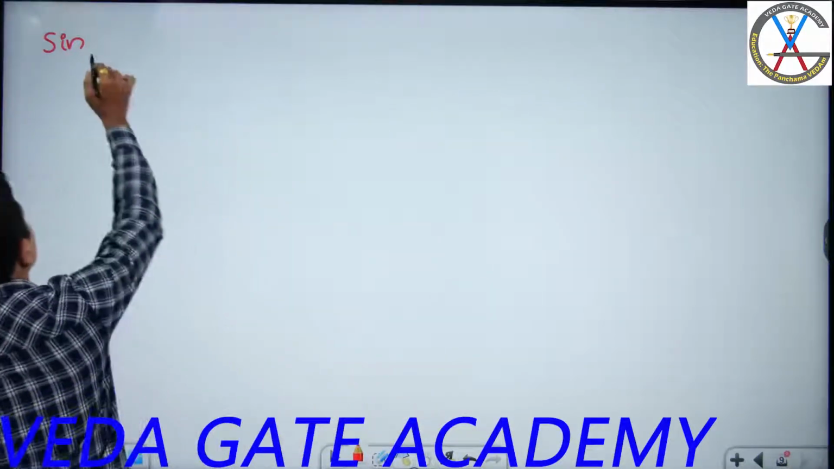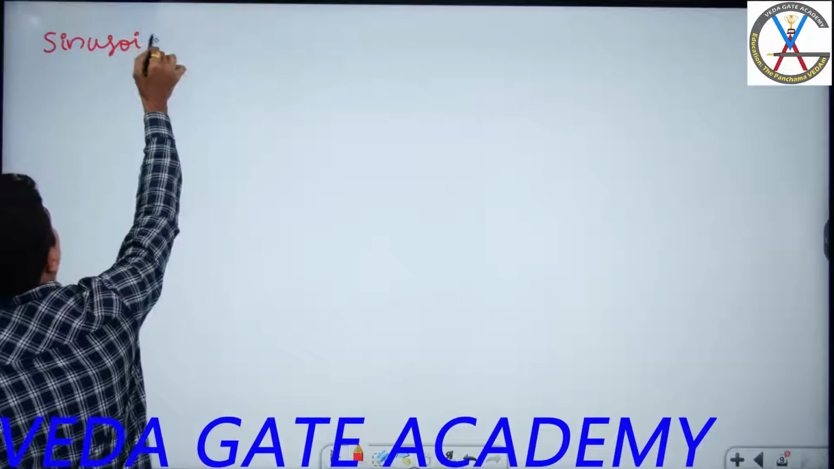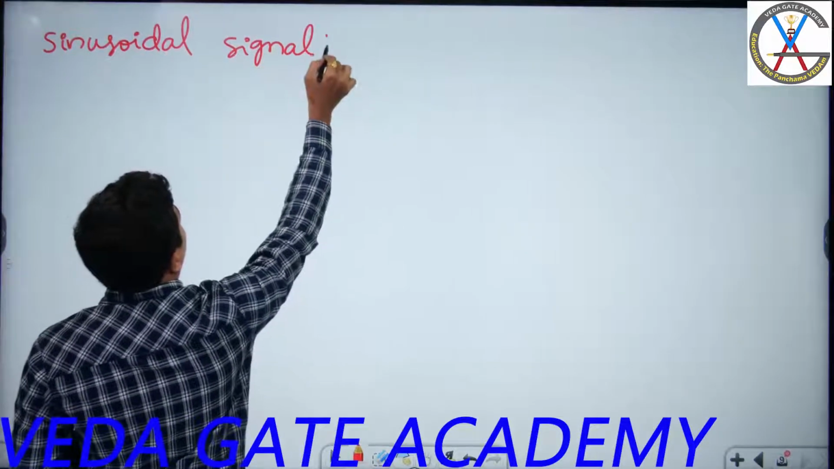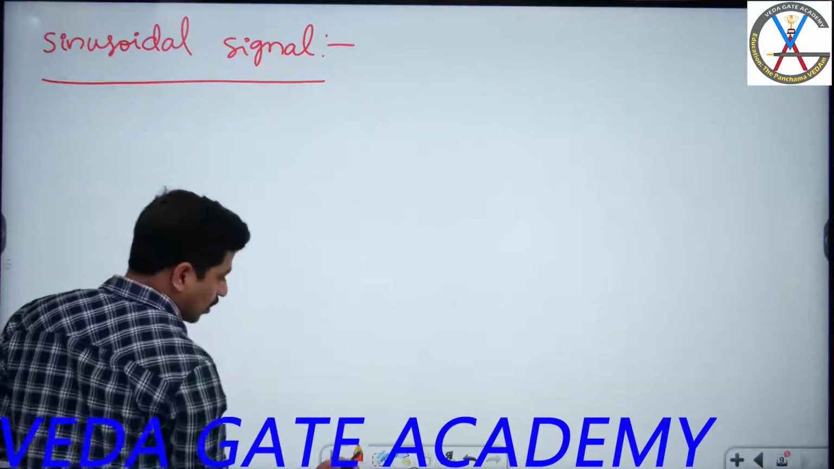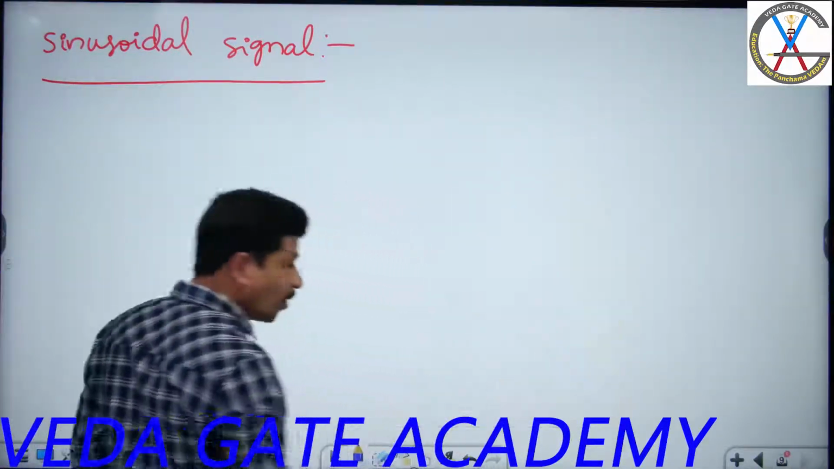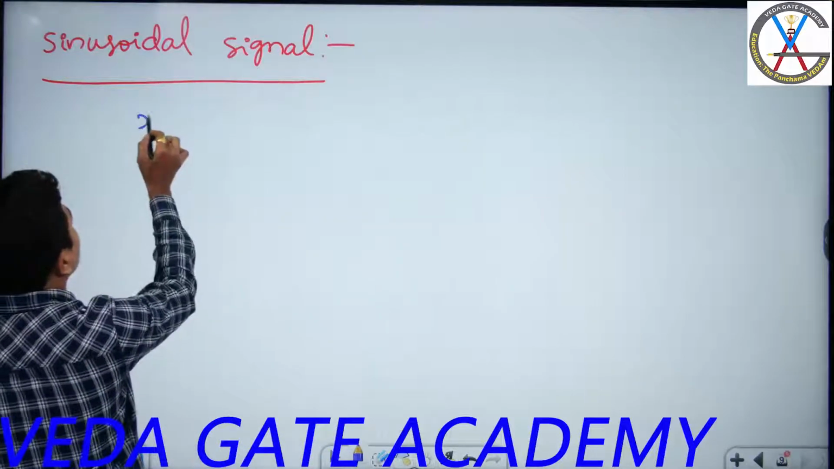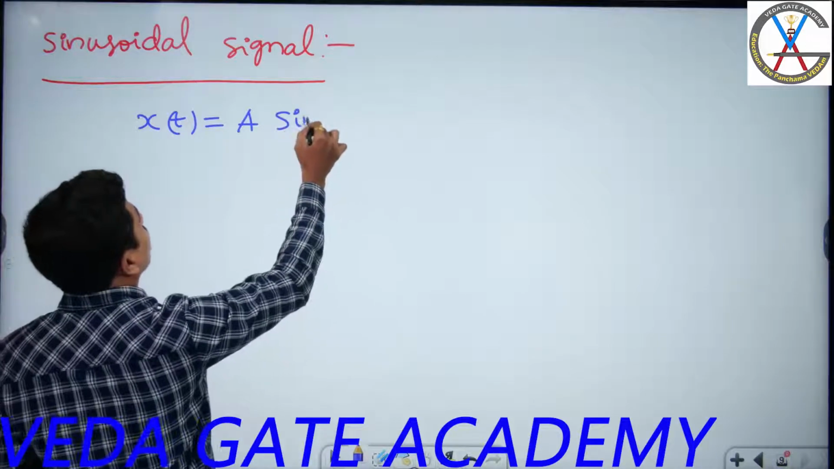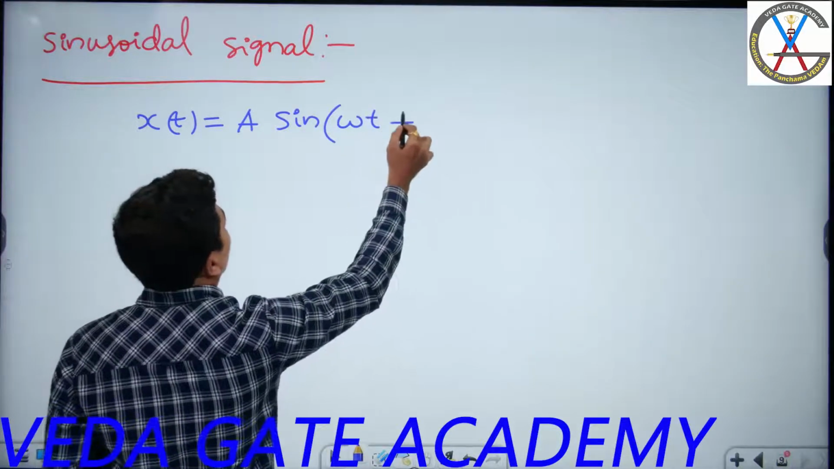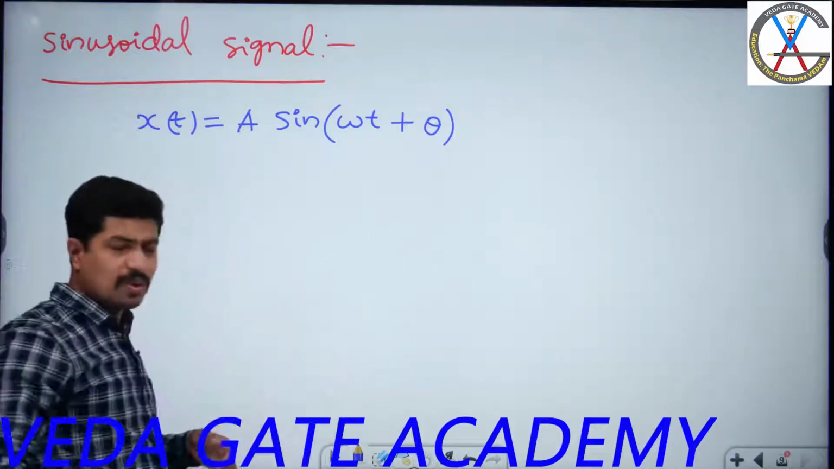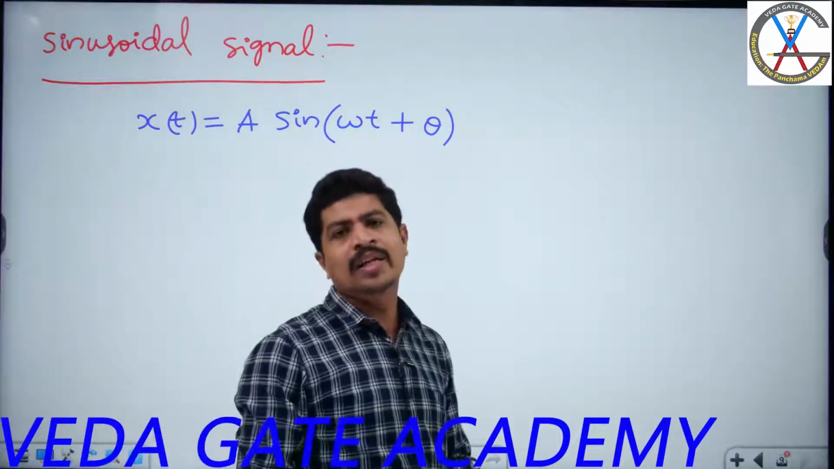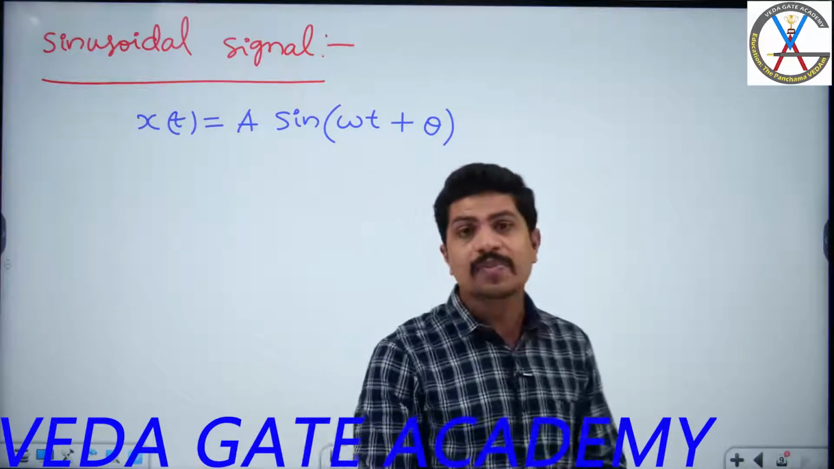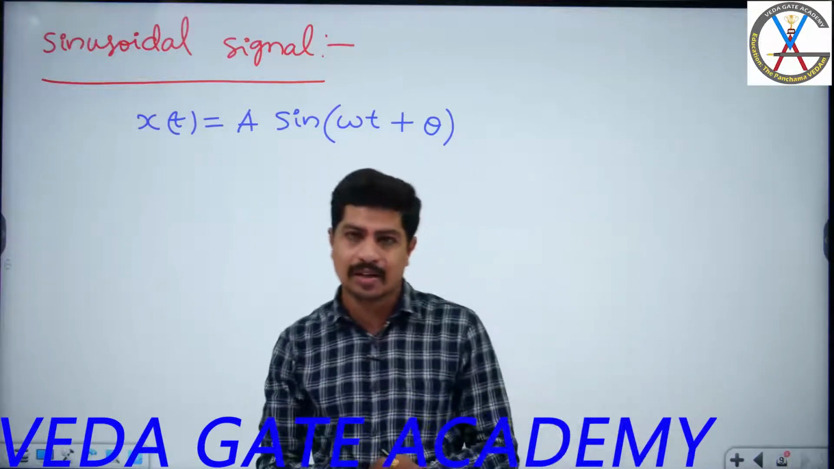So how is the sinusoidal signal represented mathematically? x of t is equal to A sine of omega t plus theta. That theta may be 0, may be any value. Suppose theta is equal to 90 degrees, then that sine will become cos. Frankly speaking, there is no difference between sine and cos.